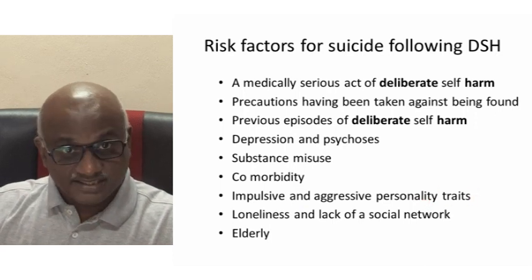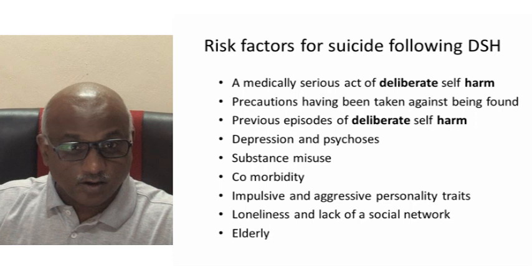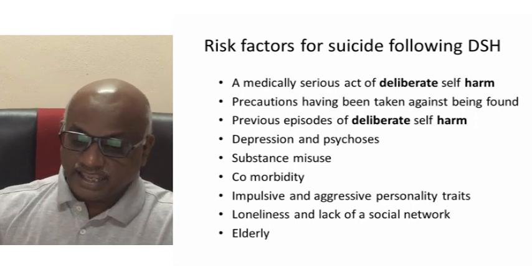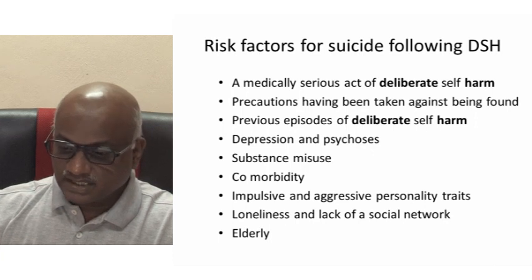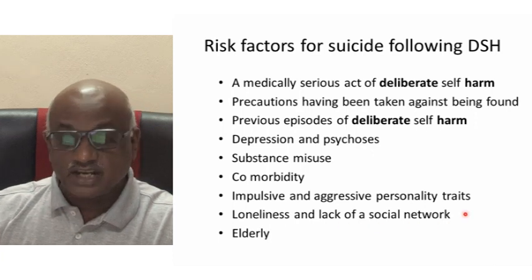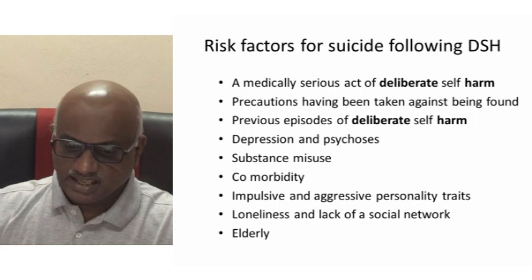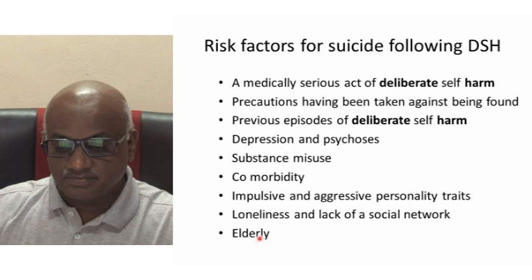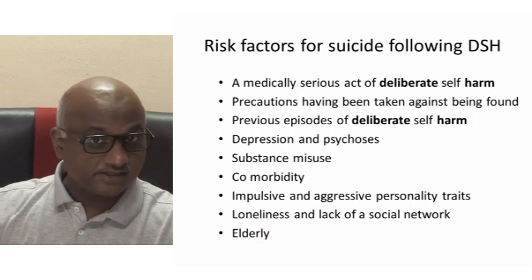Then again, impulsive and aggressive personality traits. People who are impulsive, who cannot postpone things, who do things at the spur of the moment. And again, people who are lonely and who have a very poor social network are at higher risk. And again, the elderly, who could have some of these above problems, are also at a higher risk for suicide.